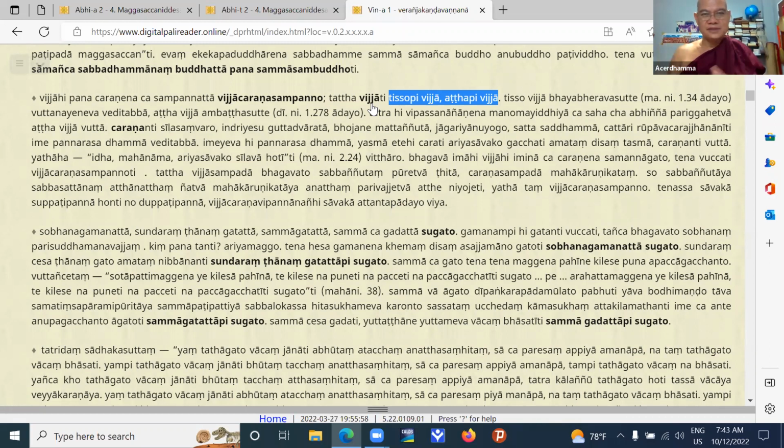The Buddha had Pubbenivasanussati Jnana and Dibbacakkhu Jnana. Before he attained the Sabbannuta Jnana, he gained these two Jnana already. Then he attained Asavakkhaya Jnana after attaining the Arahatta Magga. The eight vijja, do you know those eight vijja?